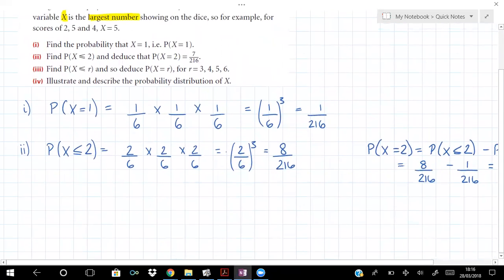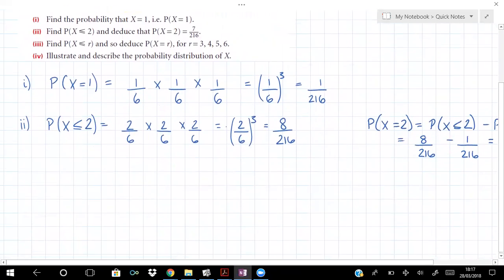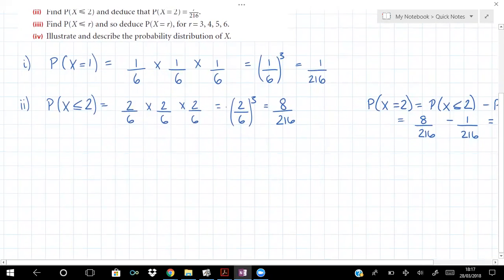For the next question, it says, find the probability that x is less than or equal to r, and so deduce the probability that x equals r for r equal to 3, 4, 5, and 6. So it's just like what we did in the last question, except this time we're going to do it for 3, 4, 5, and 6. So we want the probability that x is less than or equal to 3. That's going to be a 3 out of 6 chance for every dice, and that's 27 over 216.